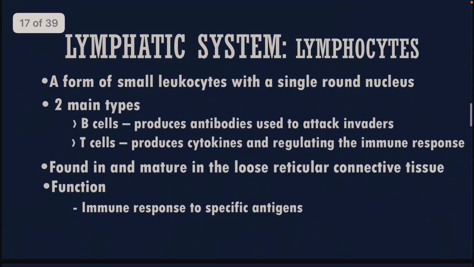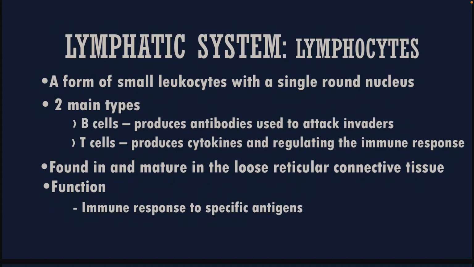So next is lymphocytes, a form of small leukocytes with a single round nucleus. Two main types: B cells produce antibodies used to attack invaders. T cells produce cytokines, regulate the immune response, and are found in and mature in the loose reticular connective tissue. The function is immune response to specific antigens. So these lymphocytes have two types: B cells and T cells.